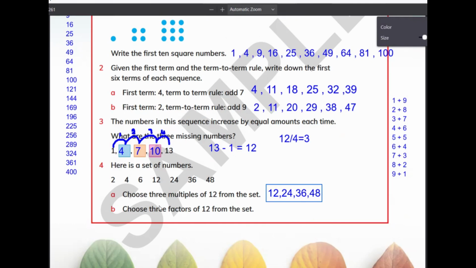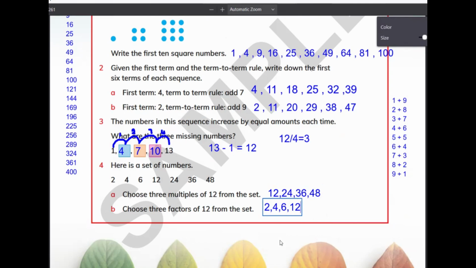Then they ask us here to choose 3 factors of 12. We know factors are numbers that we can multiply together to give us this number. When we say factors of 12, any numbers that, when we multiply them together, give a product of 12 are factors of 12. Like 2 is a factor of 12 because 2 multiplied by 6 gives us 12. 4 is also a factor of 12 because 4 multiplied by 3 gives us 12. And 6 is also a factor of 12, 6 times 2. And we can put in addition the 12.